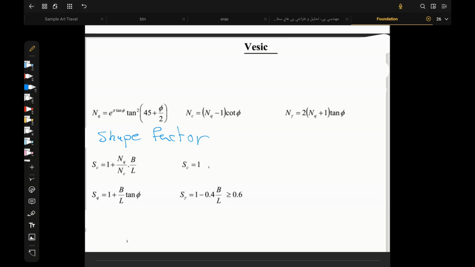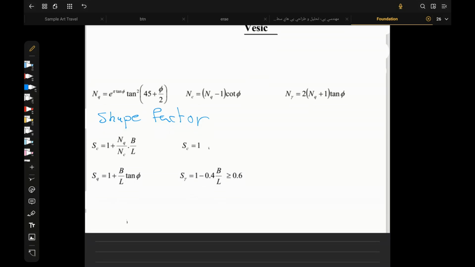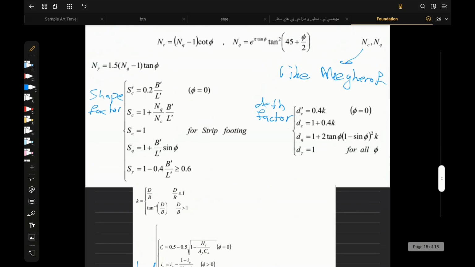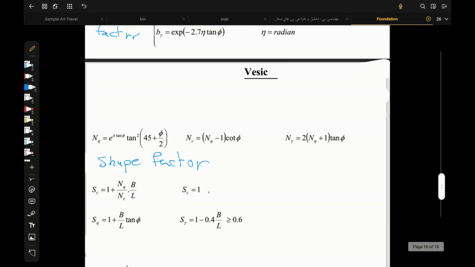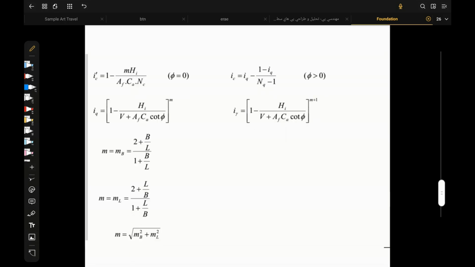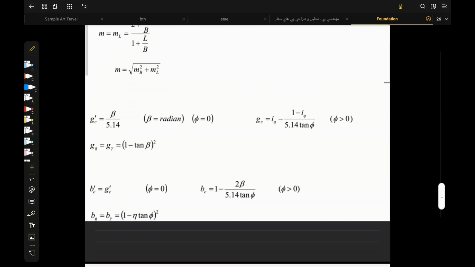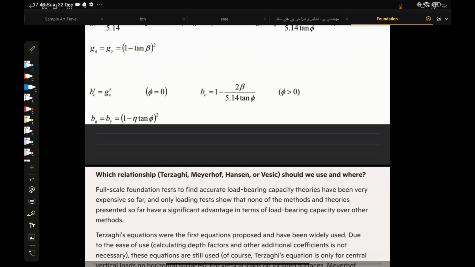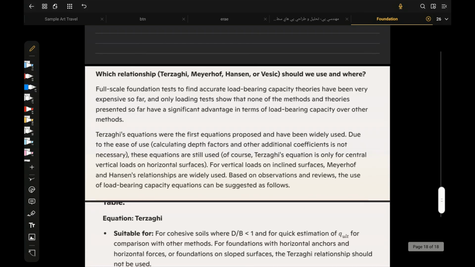Okay, in the Vesic method, everything is like Hansen, but we have some differences. For example, in N gamma and shape factors, and here are inclination factors and ground factors and base factors. I give you this note so you can have these numbers, so don't worry. But in the end, which relationship should we use and where?